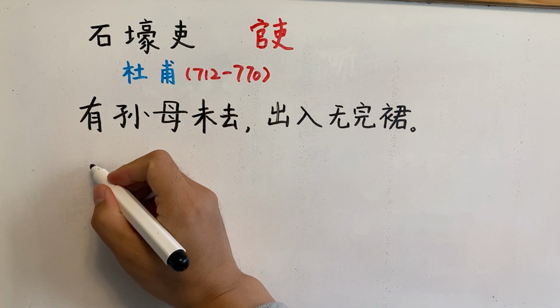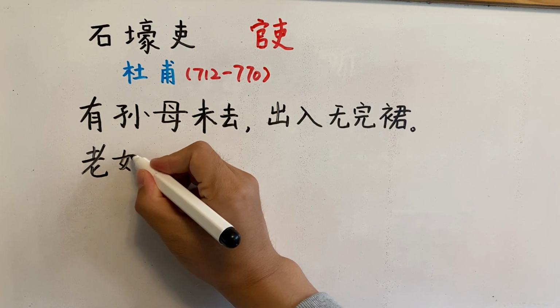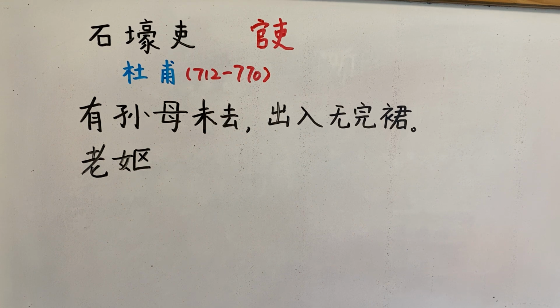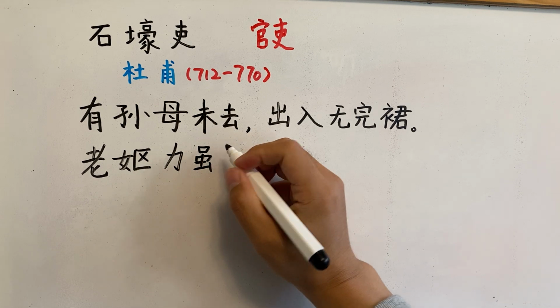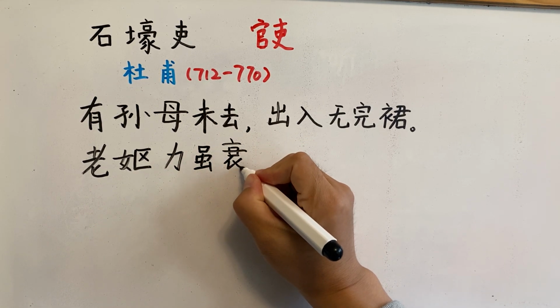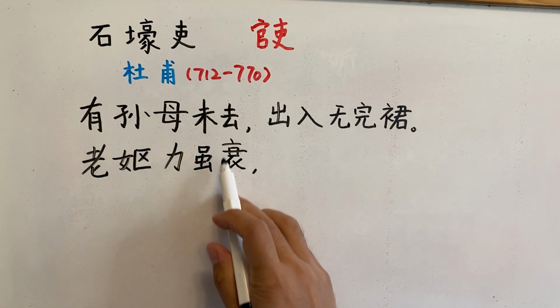And then 老妪力虽衰. 老 means old, right? 老妪 means the old lady is referring to herself as old lady. 老妪, it's a humble saying of herself, very humble. 老妪, yeah. 力虽衰. This li means power or energy. Please, your honor, me, the old lady, although my energy, 虽 means although, right?